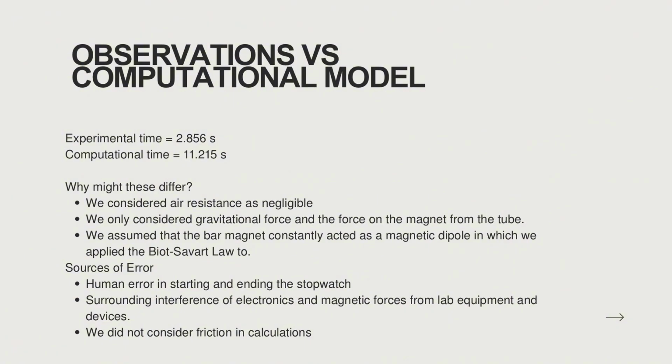So we might ask why these numbers differ, and first off, we considered air resistance as negligible, and we only considered gravitational force and the force on the magnet from the tube. We also assumed that the bar magnet constantly acted as a magnetic dipole, to which we applied the Biot-Savart law. It's also important that we consider sources of error. So the first one is error in starting and ending the stopwatch. Another one is surrounding interference of electronics and magnetic forces from lab equipment and devices. And we also did not consider friction.